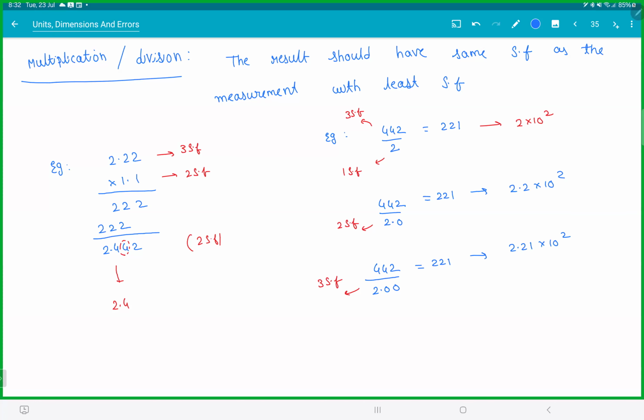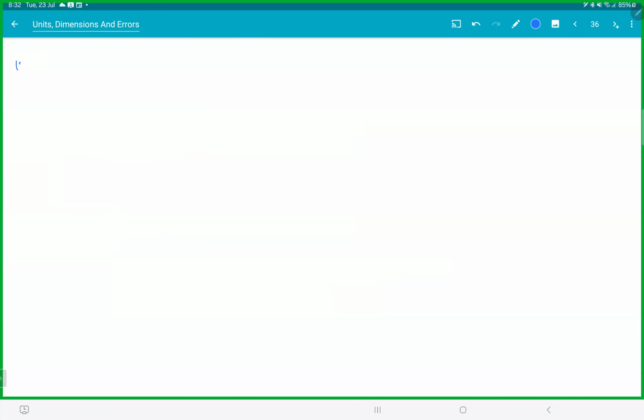Let me show you a question. Now let's say the length of a cube is given by 8 centimeters. Same question. Length of a cube is given by 8.0 centimeter. Same question. Length of the cube is given by 8.00 centimeter. Find volume.